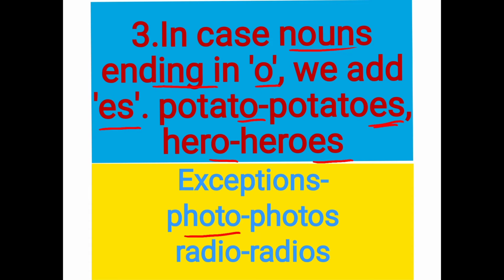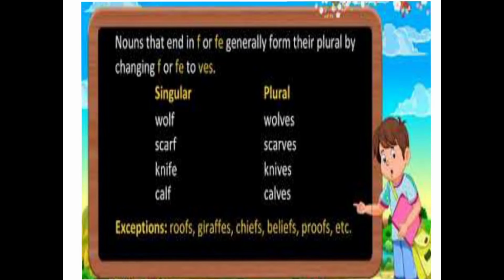Nouns photo and radio, you can see they end with o, but according to this rule, we are not adding es to make them plural. So, photo will be photos and the plural of radio will be radios. Let us understand the next rule.